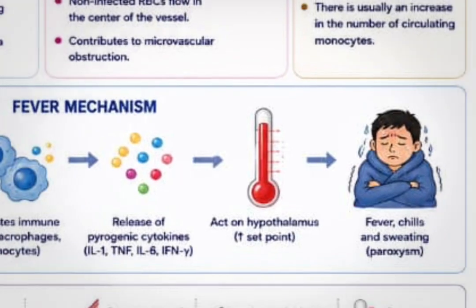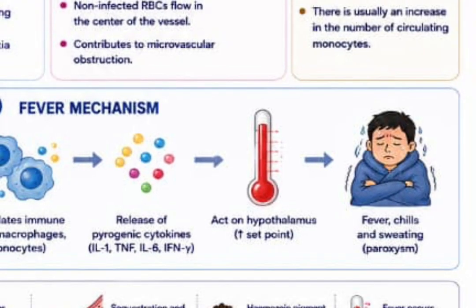they go to the hypothalamus and change the hypothalamic set point. What happens? Stimulating the anterior part of the hypothalamus to increase the body's temperature, causing fever. Are you getting that? So there will be fever, chills, and sweating. You get it now?